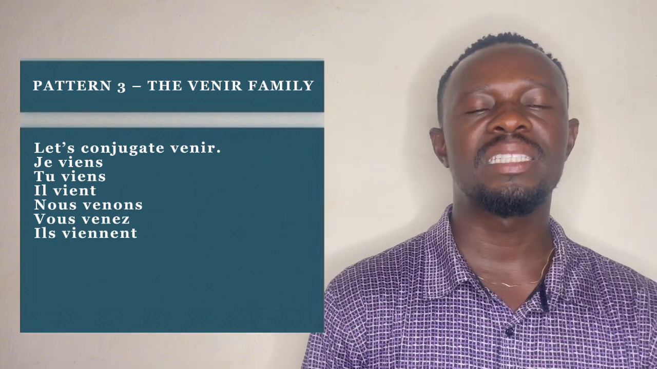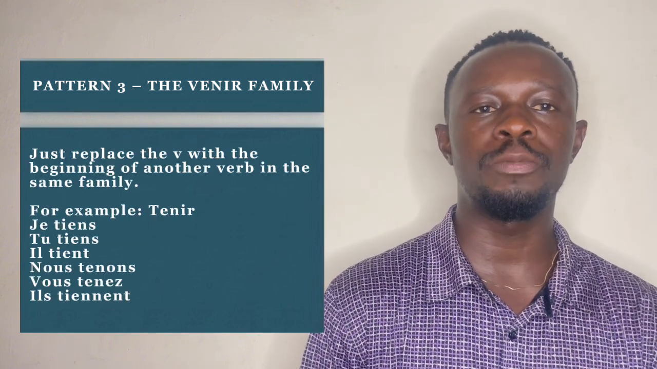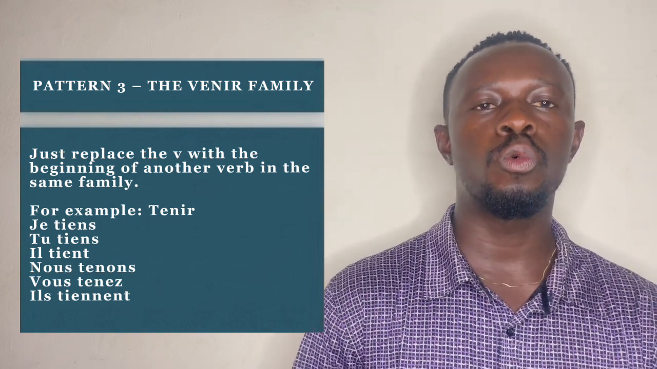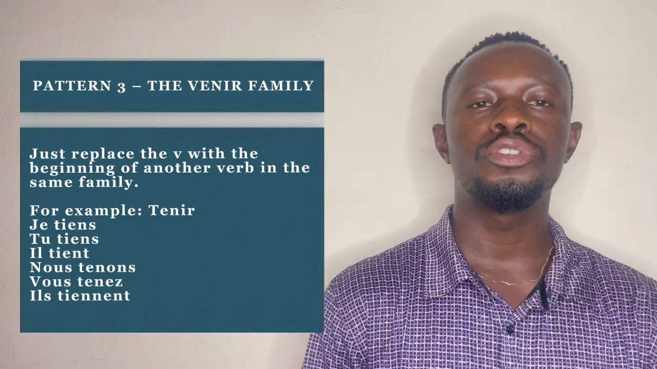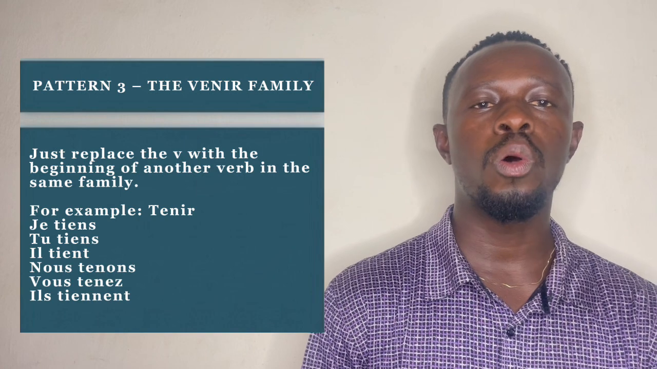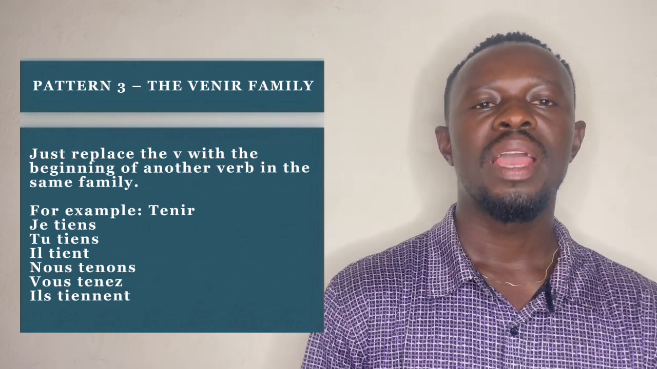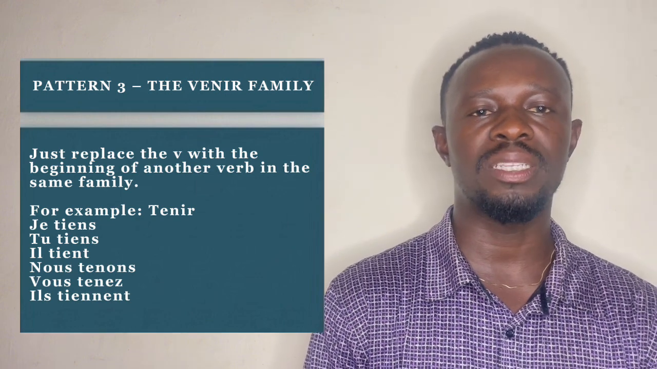Now what happens here is that you just replace the V with the beginning of another verb in the same family. For instance, tenir. You can see the verb tenir. So what we have to do is just replace V with T. So it gives us je tiens, tu tiens, il tient, elle tient, nous tenons, vous tenez, ils tiennent, elles tiennent. So every verb in this venir family follows the same conjugation pattern.